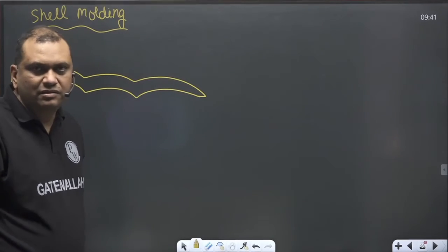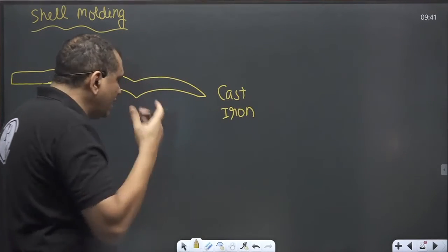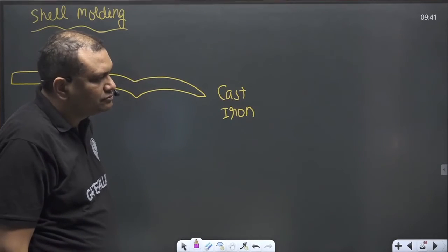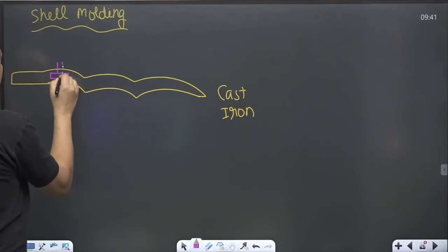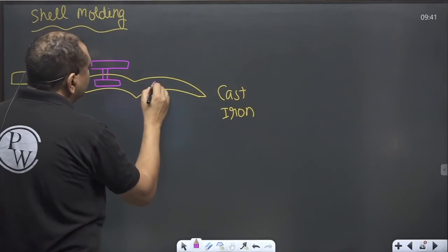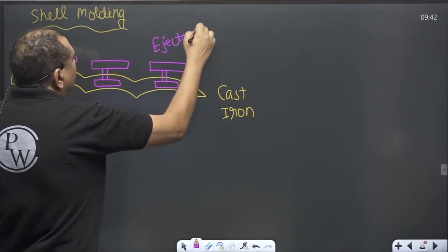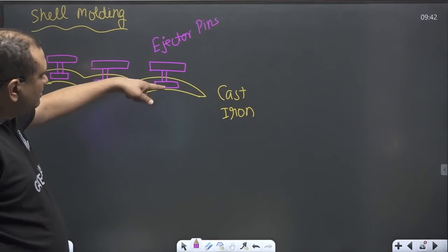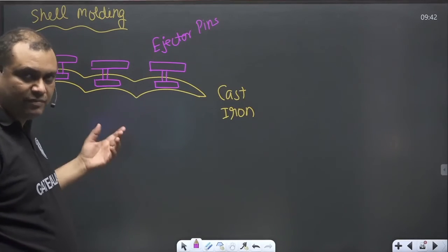This is the pattern, made up of material like cast iron. This pattern will have ejector pins like this. Because if you press it, this portion will come out on this side. This arrangement is to remove the shell.